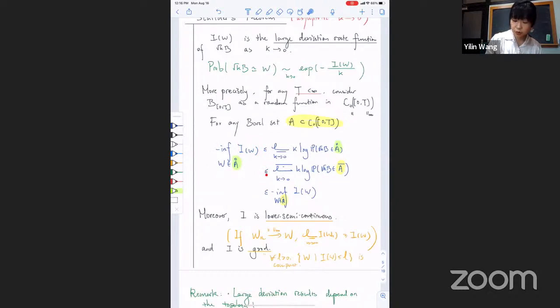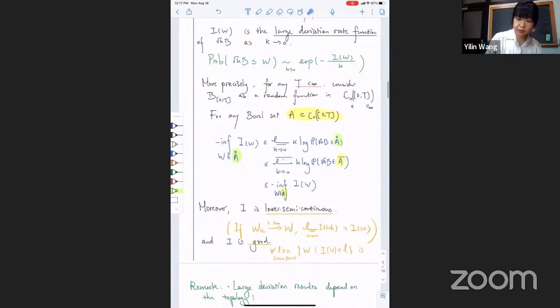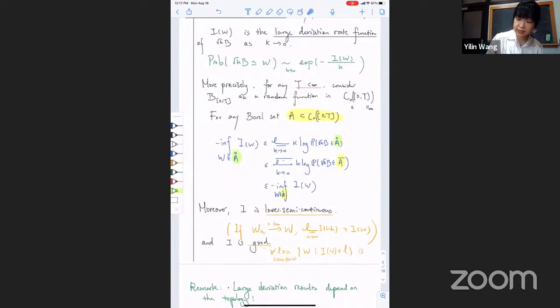And this inequality here is a trivial inequality because I'm just replacing the interior of A by the closure of A, and this is larger. And now I also switch to lim sup. But then the other part of the large deviation result says that the lim sup of this quantity is bounded from above by the infimum of the Dirichlet energy for W inside the closure of A.